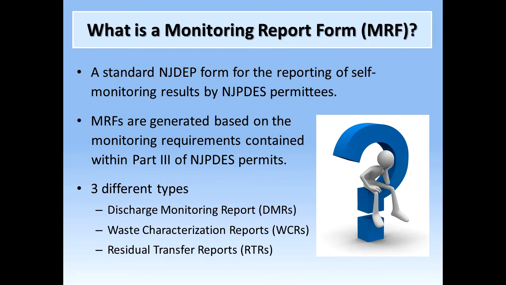Waste characterization reports, or WCRs, are NJDEP forms that are mostly used for reporting data for non-limited parameters, where the requirement is monitor and report only. In contrast to the DMR, the monitoring frequency for all parameters identified on a WCR is the same. In other words, the frequency by which data is reported for parameters on a WCR is dictated solely by the submission frequency of the form itself. For example, monthly, quarterly, annually, etc.